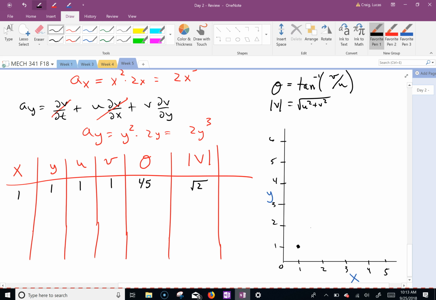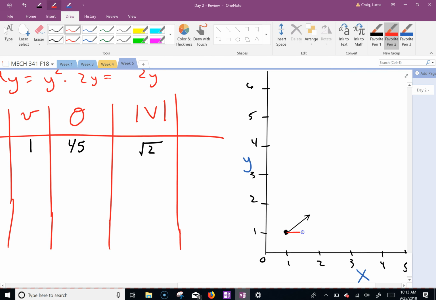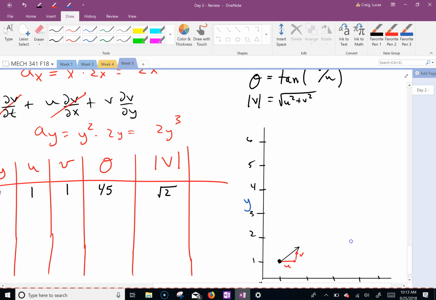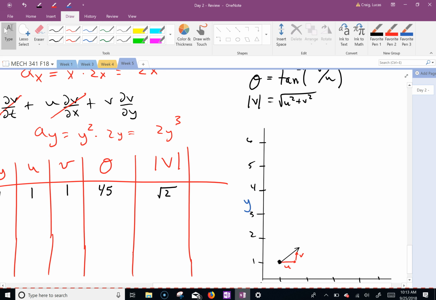Actually, you know what I'm going to do? Make it nice, like this. There. If I break this vector up into x and y, you don't have to draw this, I just want to show you. That's U, and that's V, right? Do you see how that is the angle? We take the tan of those two. Okay, all right, let's do the next one.